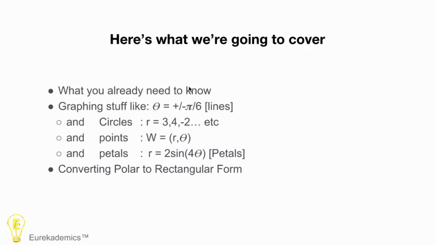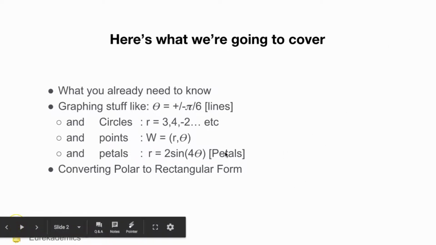We're going to cover what you already need to know, the basics like the unit circle, and then the equations you need to know later. We'll go over graphing lines, which are theta equals, and circles, which are r equals 1, 2, 3, 4, whatever. Points in polar form are given as a radius, comma, theta, so you figure out your theta and then a radius, and it could be negative. Then you'll learn to graph polar forms, which I call petals. The hardest part on the exam is probably converting polar to rectangular form, but you'll be ready to tackle it.